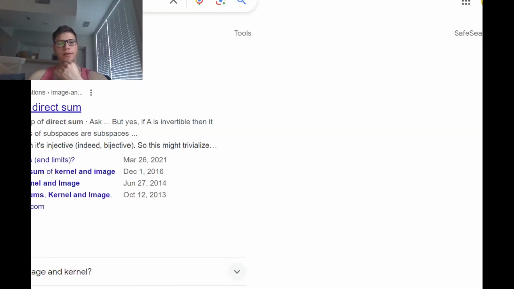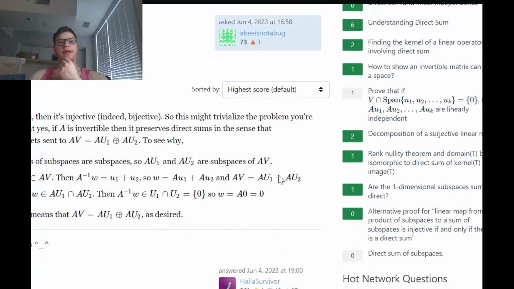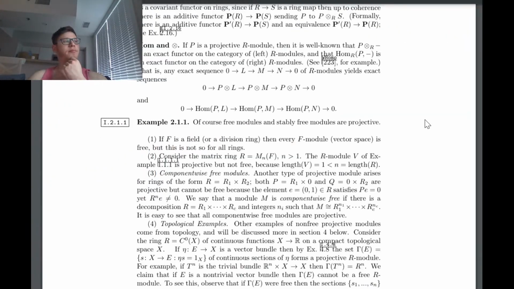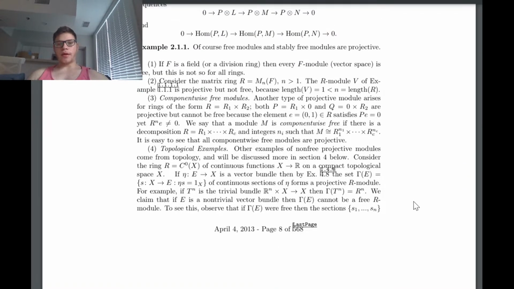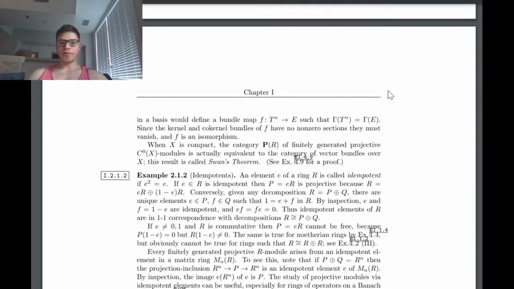That's even true in the case of an abelian category. The kernel of a direct sum is the direct sum of the kernels, because basically being zero is a pointwise condition, and same as being in the image. So, of course, free modules and stably free modules are projective because they're summands of free modules.